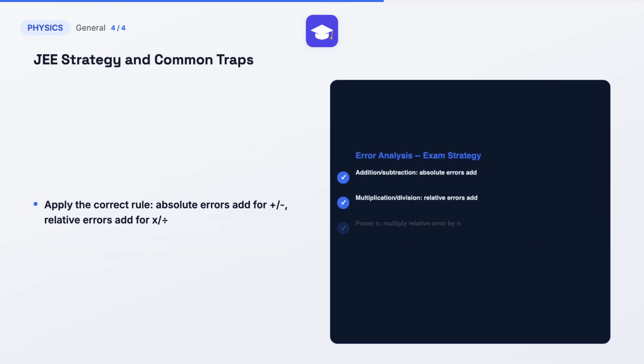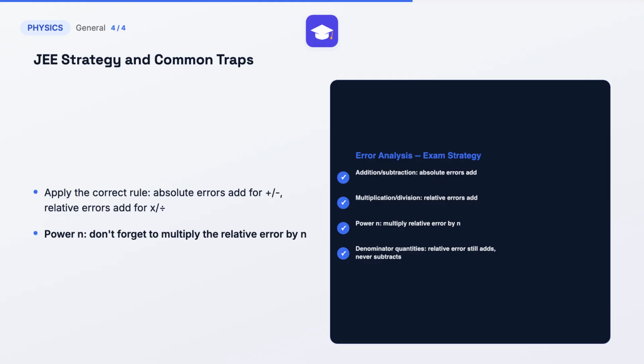Remember the error propagation rule for each specific operation: absolute errors add for addition and subtraction, but relative errors add for multiplication and division. Mixing these two rules up is the single most common error made across this entire topic.